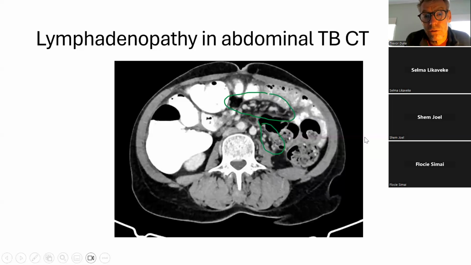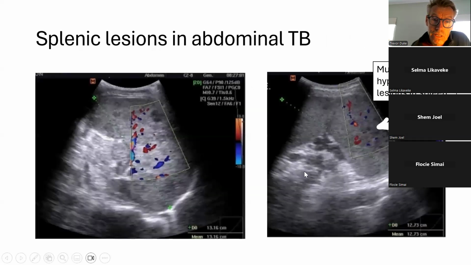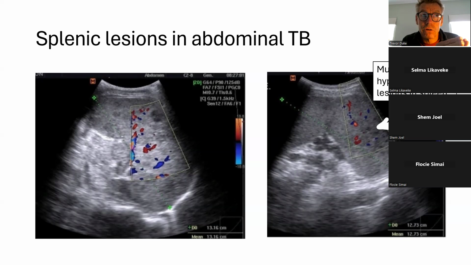This is another child who had abdominal TB, and you can just see, on a CT scan, and this is with contrast, the multiple lymph nodes throughout the peritoneal cavity, not so enlarged in this case, but multiple lymph nodes. Again, I won't talk too much about CT scans. I said that to start with, there are some more specific features of abdominal TB, one being multiple lymphadenopathy within the peritoneal cavity, and the second one being splenic lesions.